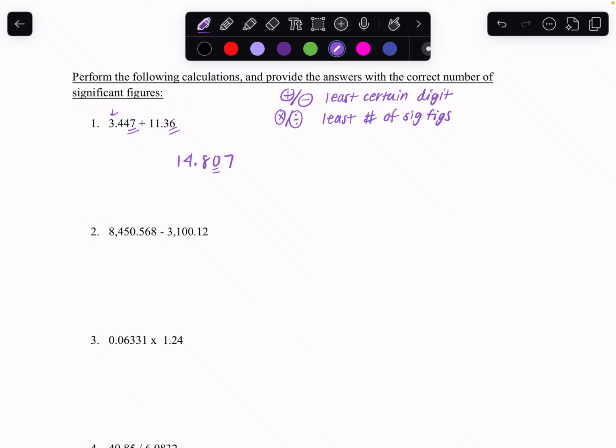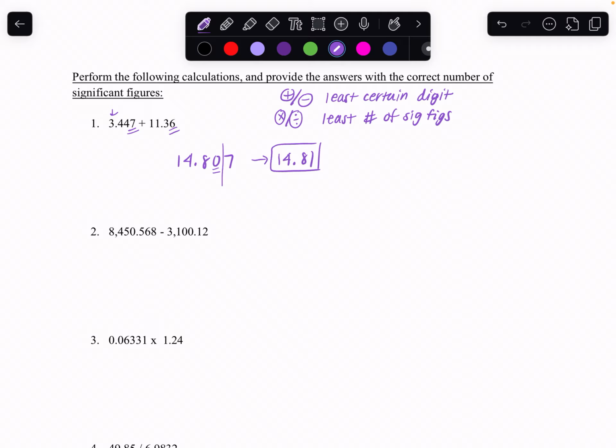So I'm going to look here. That 0 is in the spot 2 after the decimal. And so that's where I'm going to cut it off. If I look to the right of the 0, I have a 7. And according to rounding rules, 7 greater than 5, you're going to round the 0 up by 1. So your final answer for this should be 14.81. Slay.